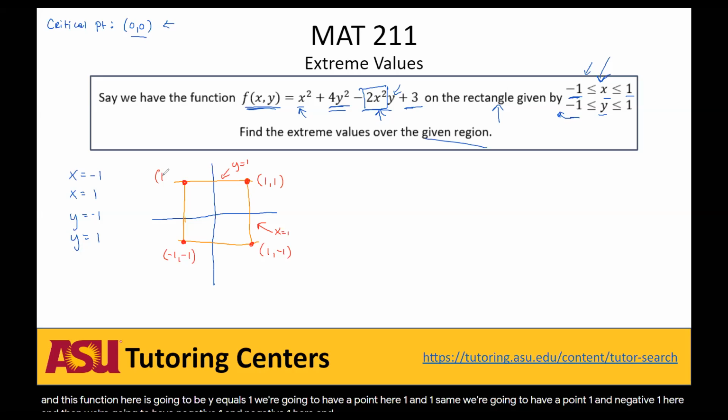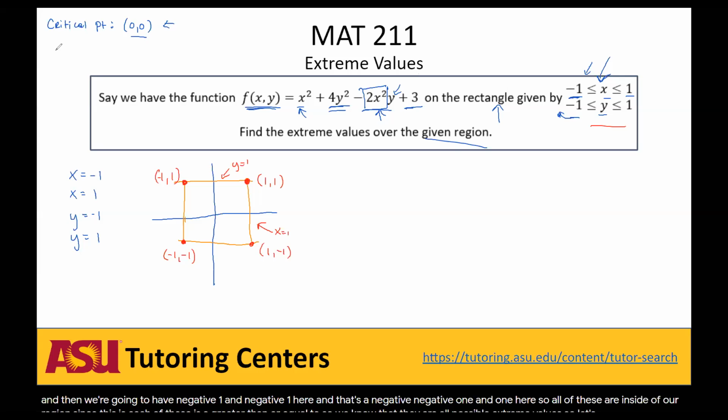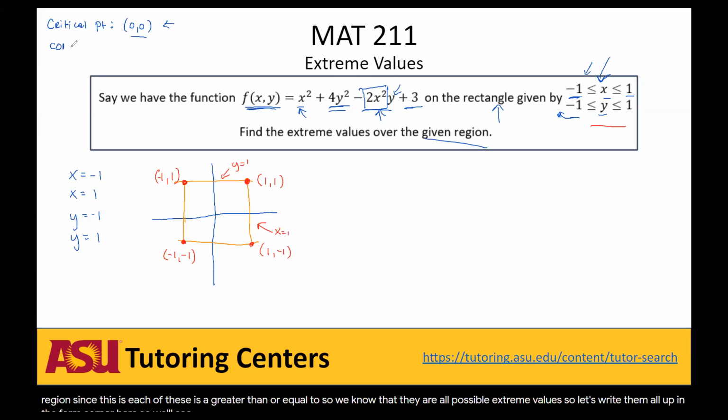And nope, that's a negative. -1 and 1 here. So all of these are inside of our region, since each of these is a greater than or equal to. So we know that they are all possible extreme values. So let's write them all up in the corner here. So we'll say corner points. We've got -1, 1, got 1, 1, got -1, -1, and we've got 1 and -1.